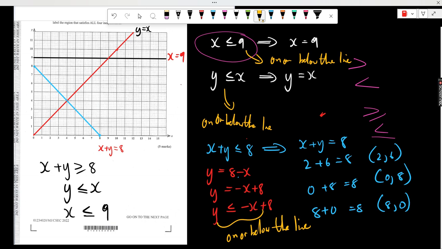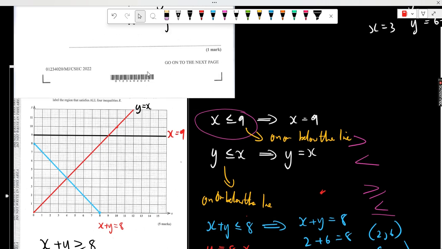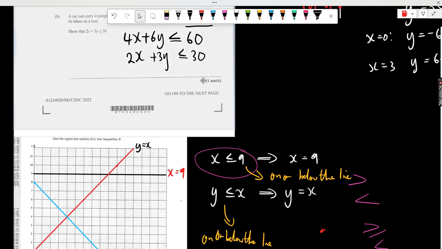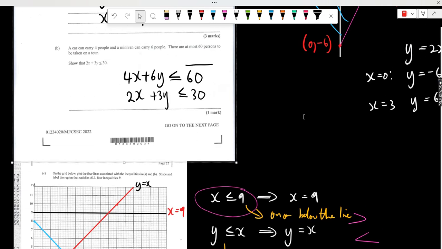Okay? Everybody with me so far? Yes, sir. We already drew 3 or 4 lines representing our inequalities, but they asked for 4. So they say label all 4 inequalities. Right? So the fourth inequality is this one here. This is the fourth inequality.